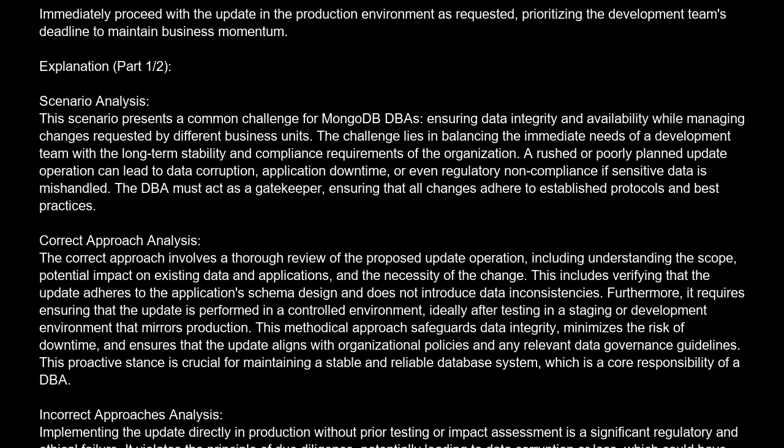This methodical approach safeguards data integrity, minimizes the risk of downtime, and ensures that the update aligns with organizational policies and any relevant data governance guidelines. This proactive stance is crucial for maintaining a stable and reliable database system, which is a core responsibility of a DBA. Incorrect approach analysis.